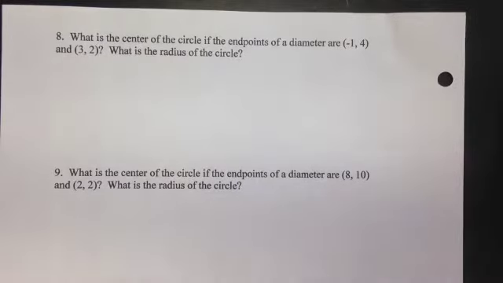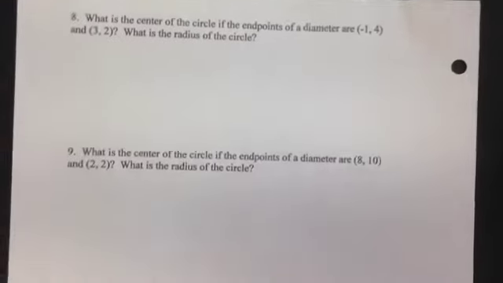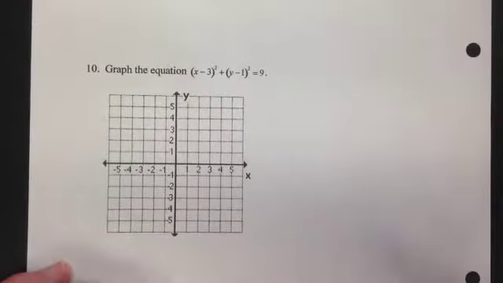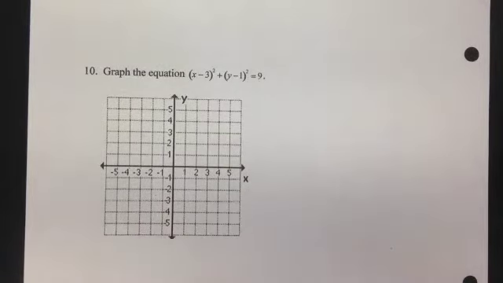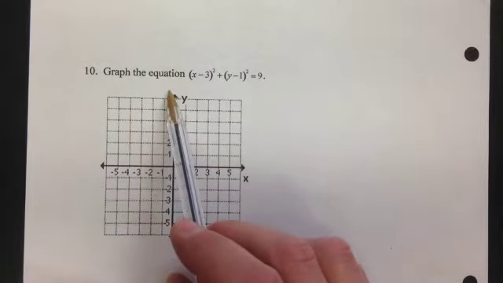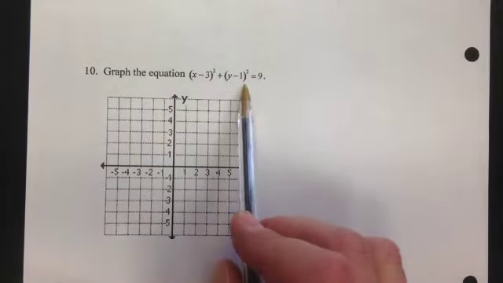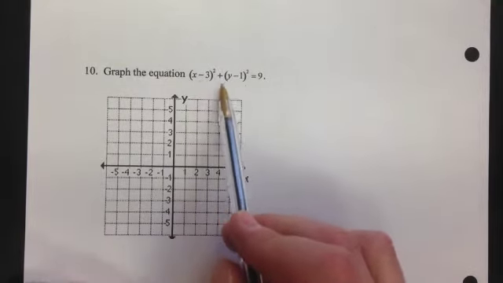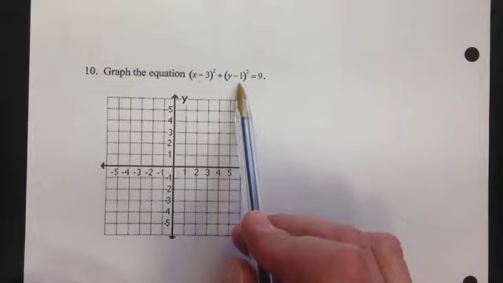All right, we're back here for part 2, so we've got 3 problems left, 8, 9, and 10. Now, I'm actually going to do number 10 first. On the front, what we just did was take the picture of the circle and write the equation. Well, number 10, let's take the equation and we'll graph the circle. So graph the equation x minus 3 squared plus y minus 1 squared equals 9.